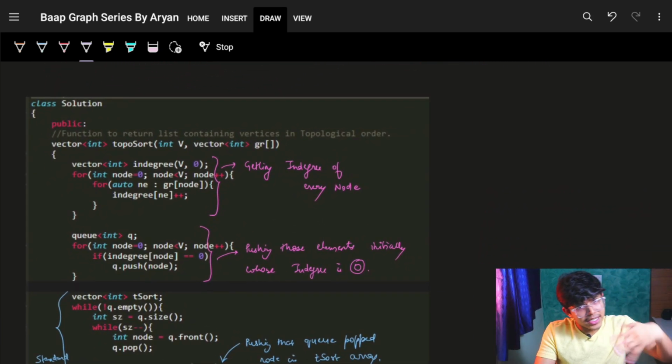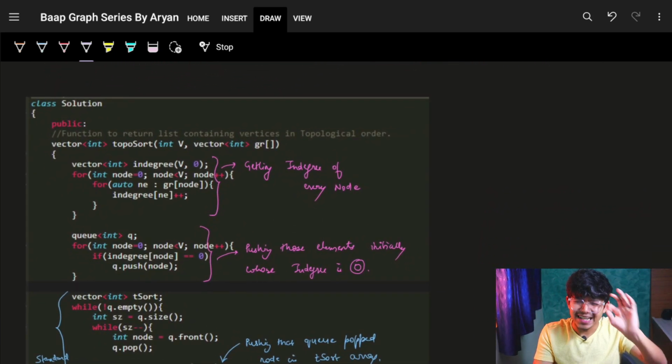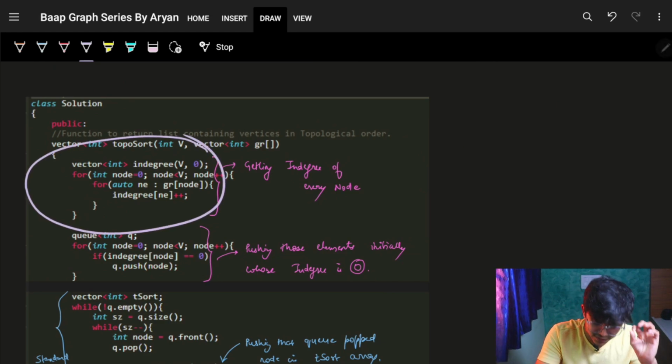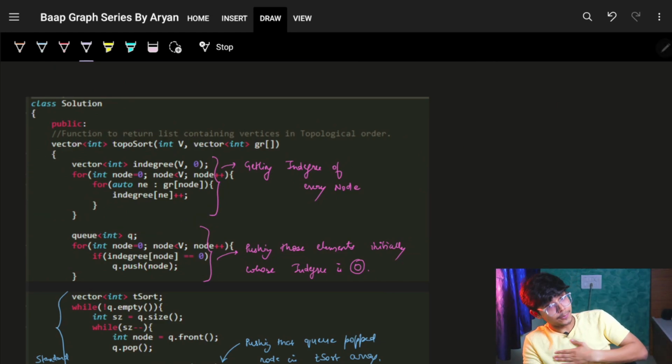Now, let's go into the code. It's very, very, very easy. It's exactly the same as what we have seen so far. Firstly, I will have the in degree because I know I need to maintain an in degree.